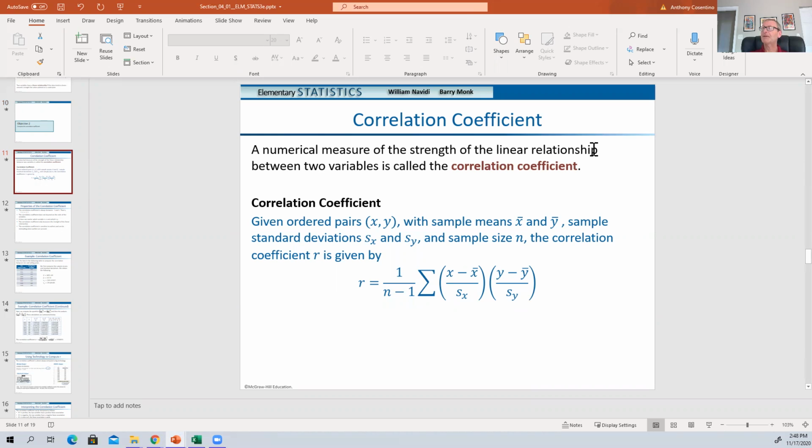It's the idea of taking each one of the ordered pairs and calculating the sample mean of both X and Y, the sample standard deviation, and then the sample size, and you do this calculation of R. You can see it's like two z-scores multiplied together, and then divided by n-1, which we talked about as degrees of freedom. As I said, if you tried to do this by hand, it's very tedious. But if you had a spreadsheet, you could set up the columns and do it.